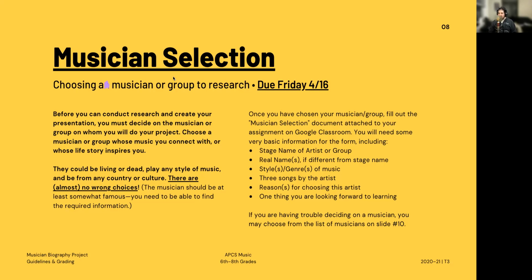I mentioned stage name. The stage name is like, if they don't perform under their real name, then they might perform under this stage name. So for example, Sean Carter is a rapper who performs as Jay-Z. So that's one example. And as I mentioned, if you're having trouble, you can choose from a list of musicians on slide 10.